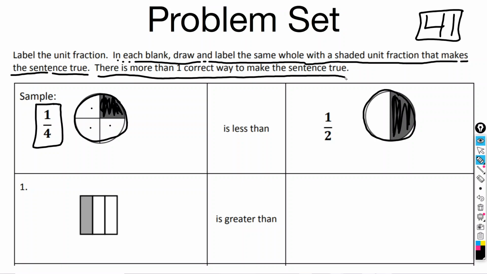So that brings us to number 1. Number 1, first we're going to label the unit fraction. They've shaded one piece out of 3 pieces altogether. We call that fraction 1/3.